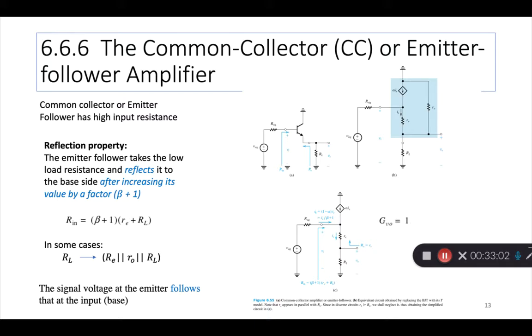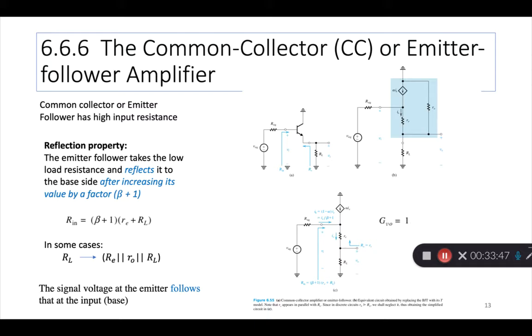So the common collector configuration gives us that function of a unity gain buffer amplifier. It's also called the emitter follower. What that means is whatever is on the input, the base, in this case, we attach the input onto the base. Whatever is on that input base comes out exactly on the output, which is the emitter. That's why the emitter follows the signal. Hence, it's called the emitter follower. Okay?